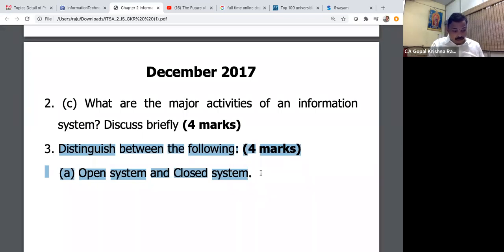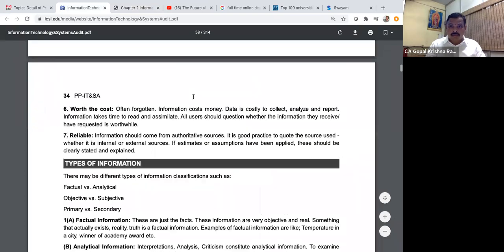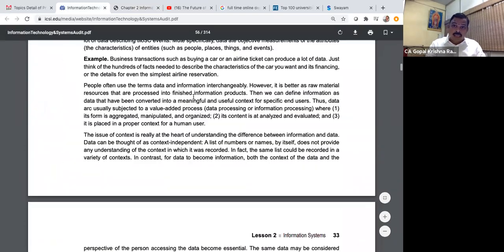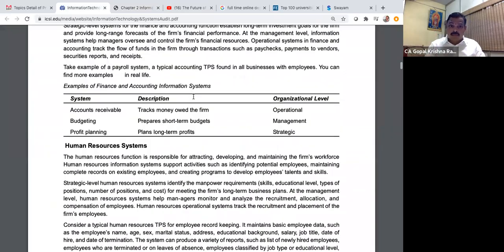What is an open system? What is a closed system? It is there on page number 27. I repeat, guys, it is on page number 27 of your study material. Now, let me show you page number 27. This is page number 27. An example for a closed system, a practical example I'll give you.